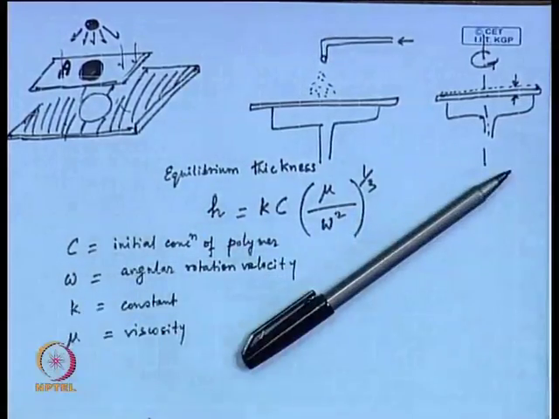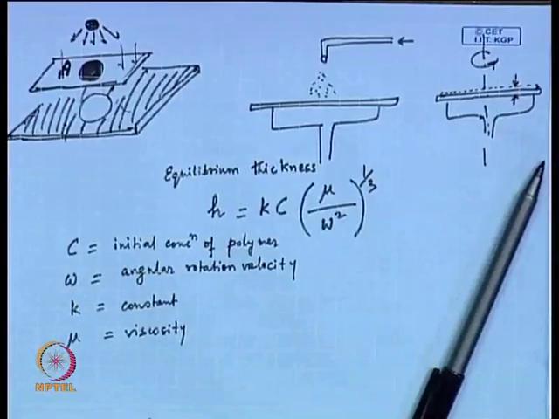So, if somebody tells you that you are getting a certain equilibrium thickness after running it at say 5000 rpm, and asks what would have been the thickness if you had done it at 9000 rpm, using this formula you can calculate it. Can you tell me whether it will be higher or lower? If omega increases, then H will automatically decrease. So, the thickness would be lower.